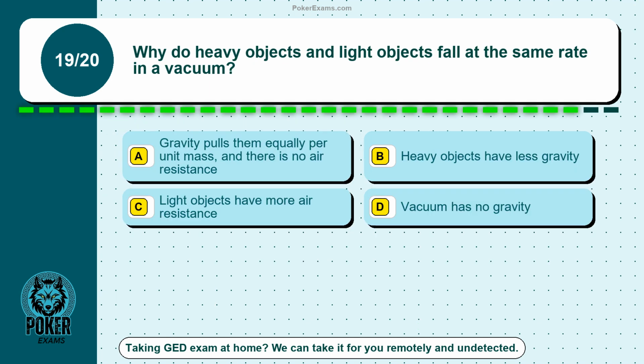Question 19. Why do heavy objects and light objects fall at the same rate in a vacuum? Option A, gravity pulls them equally per unit mass, and there is no air resistance. Option B, heavy objects have less gravity. Option C, light objects have more air resistance. Option D, vacuum has no gravity.